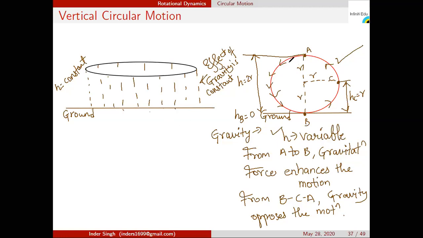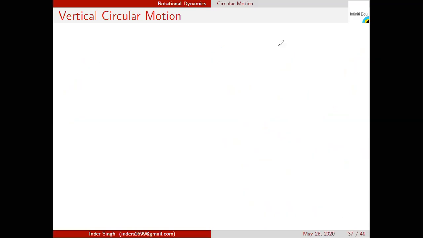So total energy will be constant at each and every position. The total energy at position A will be constant, at position B it is not going to change, and at position C it is not going to change. But at different positions, kinetic energy will be transferred to potential energy, and potential energy will be converted into kinetic energy, but the addition of these two energies will remain constant. Kinetic energy plus potential energy will be constant, and that will be equal to total energy. We are going to learn about this vertical circular motion in detail in this section.